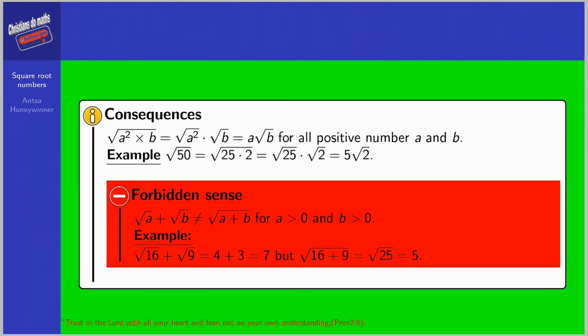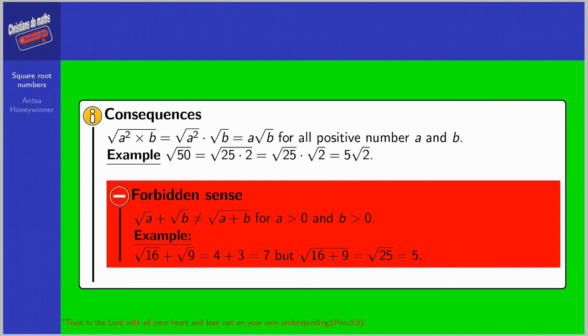So the consequence of this is that if we have square root of a squared times b, then we can share the square root, so that we will have square root of a squared times square root of b, which equals a square root of b. And it's only valid for positive numbers a and b. So for example, if you want to compute the square root of 50, then 50 equals 25 times 2. So then the square root of 50 will equal 5 square root of 2.